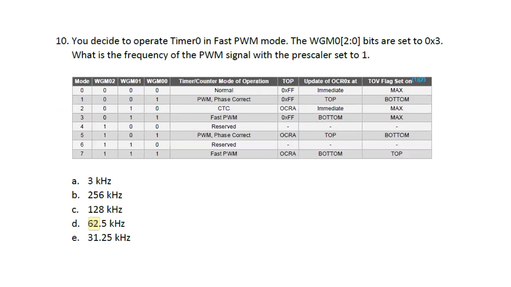For the next question, question 10, you decide to operate timer 0 in fast PWM mode. In fast PWM mode, it basically goes from 0 to 255 and then comes back down again. The frequency of the PWM is given as the clock frequency divided by 256, which is 16 megahertz divided by 256, which is 62.5 kilohertz. Which is your answer here.